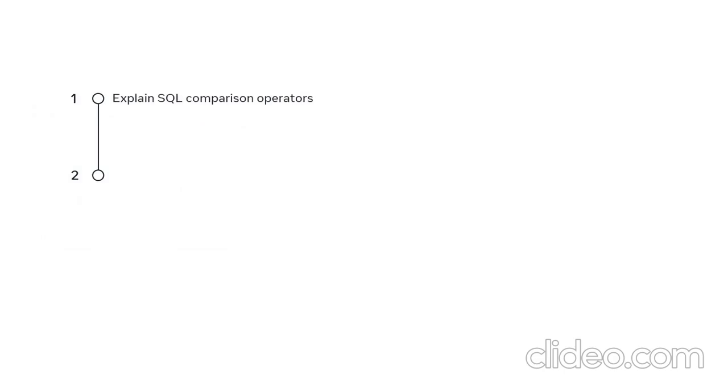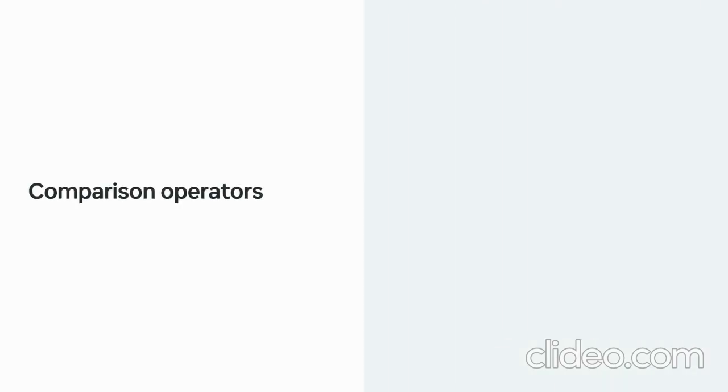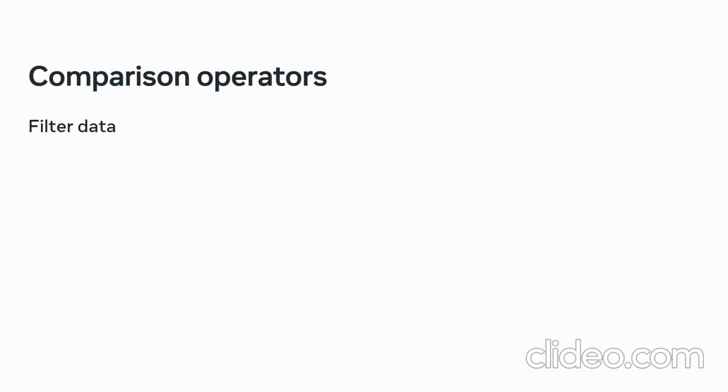Over the next few minutes, you'll learn how to explain the concept of SQL comparison operators and utilize SQL comparison operators in a database. So, what are SQL comparison operators? Comparison operators are used to compare two values or expressions where the outcome result can be either true or false. They can be used to filter data and to include and exclude data.